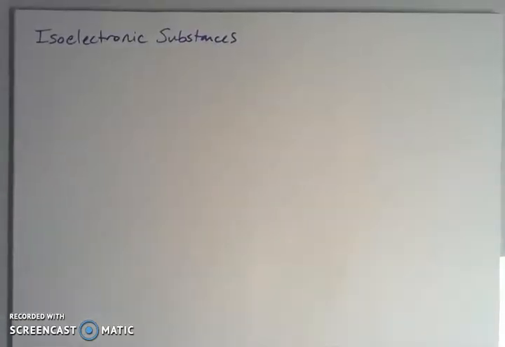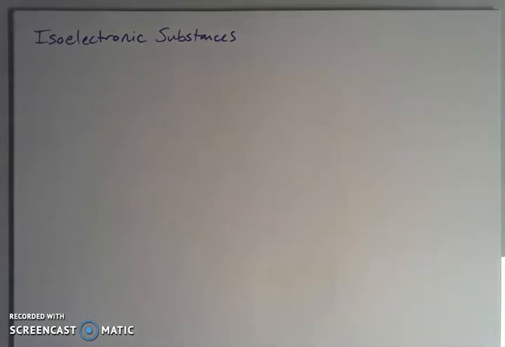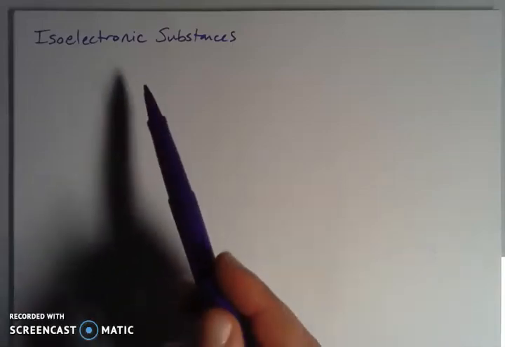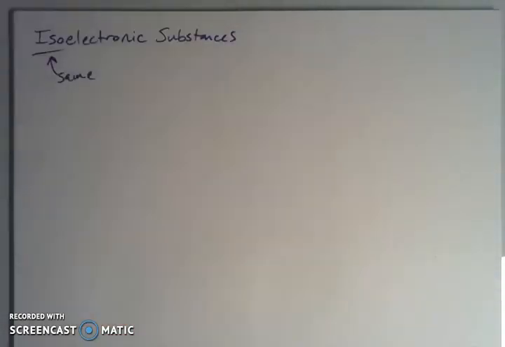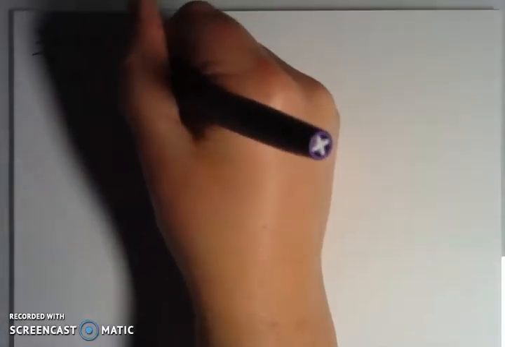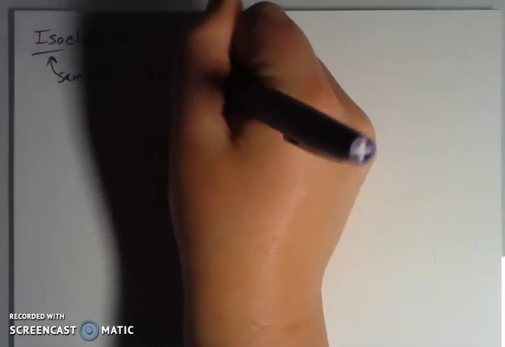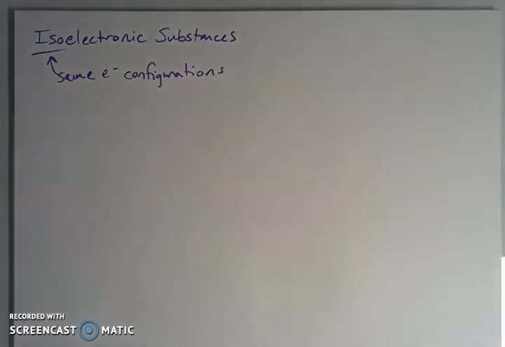Now, another thing about electron configurations is we can talk about the electron configurations of ions, because ions, of course, are gaining or losing electrons in order to fill a valence here. And when they do that, we have an interesting pattern, and we have substances that have the same electron configuration. So the prefix iso means the same, like isosceles triangle or isotopes. And if we have the same electronic structure or the same electron configurations, then we call the substances themselves isoelectronic.